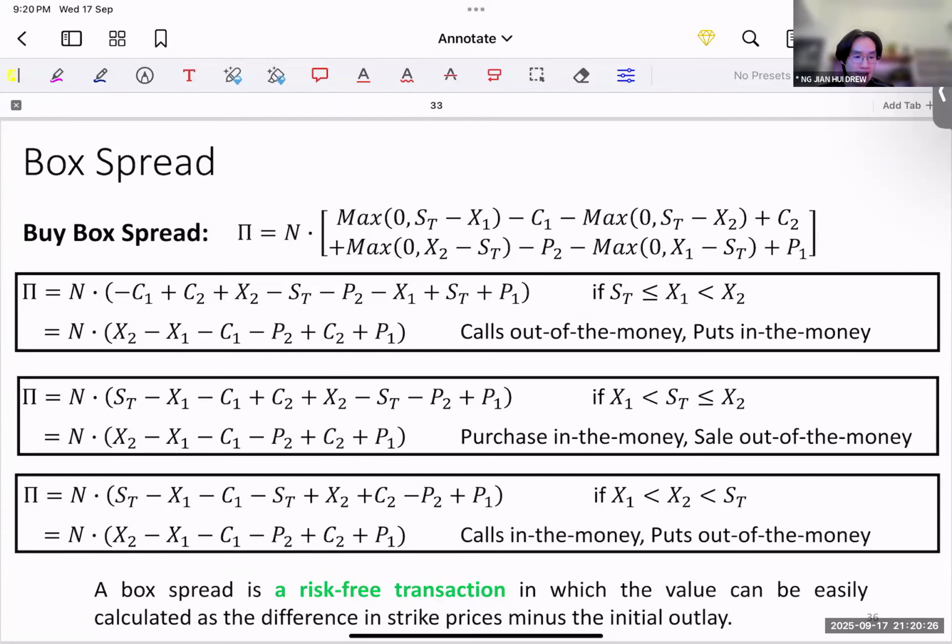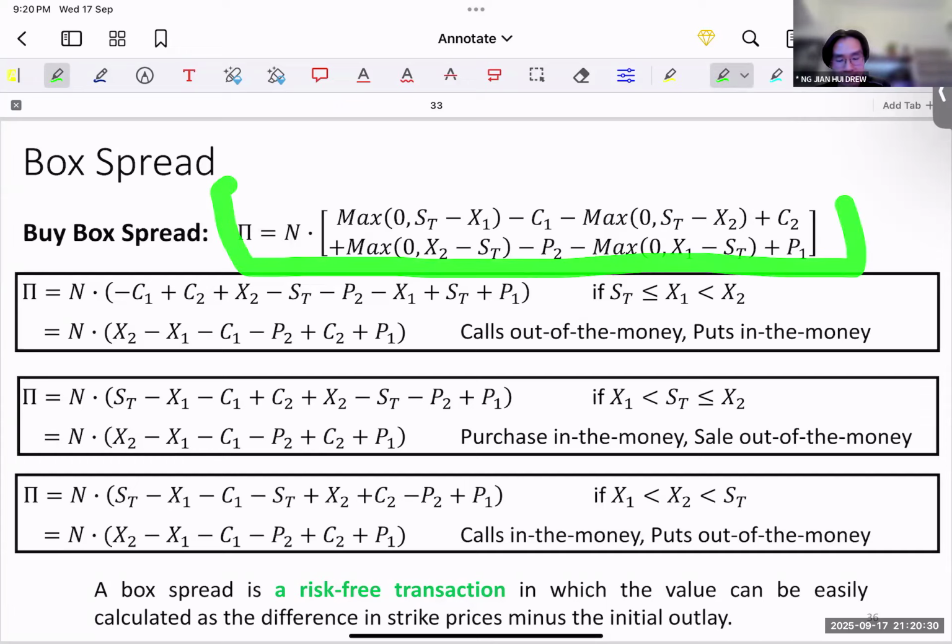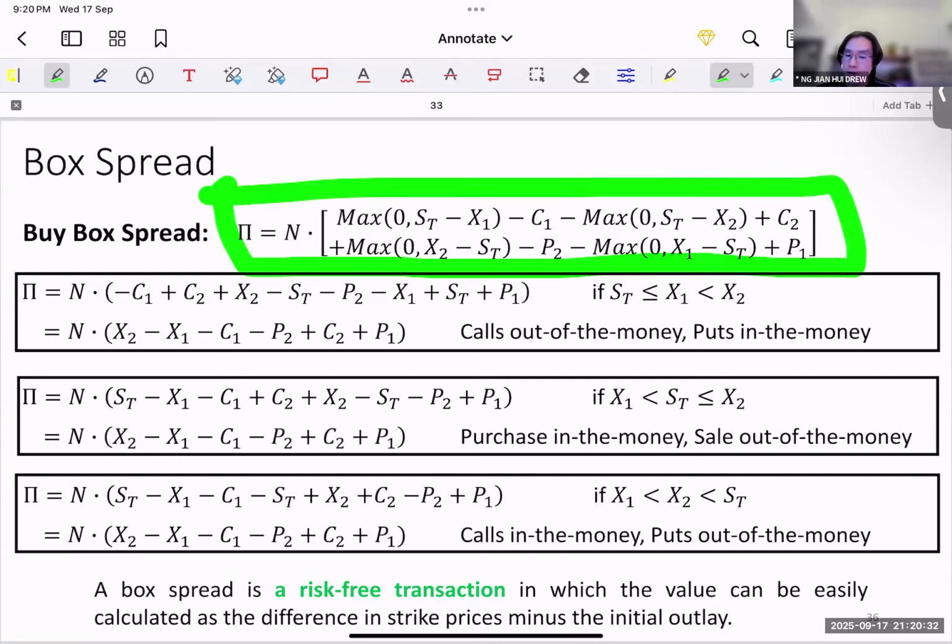Okay, so for box spread, this is the formulation for box spread. Yeah, this is the formula. So there are going to be three scenarios. Okay, first scenario, your ST is less than X1, X2. What does it mean? If ST is less than X1, means your call is out of the money and your put is in the money, right? So your call here, because it's less than this, is out of the money, right?